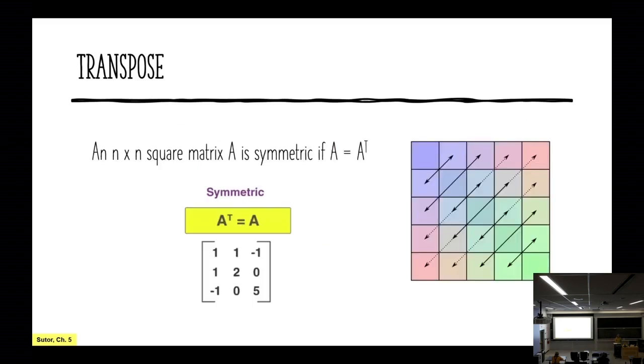Why is this important? It's important because an n by n square matrix, we'll call the matrix A, is symmetric if A is equal to its transpose. So for example, this matrix on the bottom here is a symmetric matrix because if I look across that diagonal, I have the same thing. The colored boxes here show you another example of a symmetric matrix.